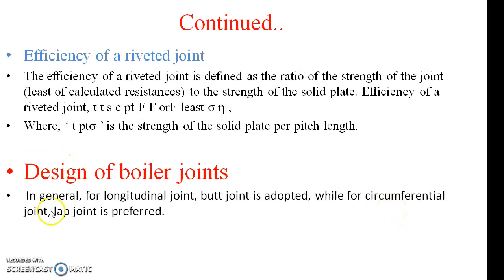Next is our design of boiler joints. In general, for a longitudinal joint, a butt joint is adopted, while for a circumferential joint, a lap joint is preferred.